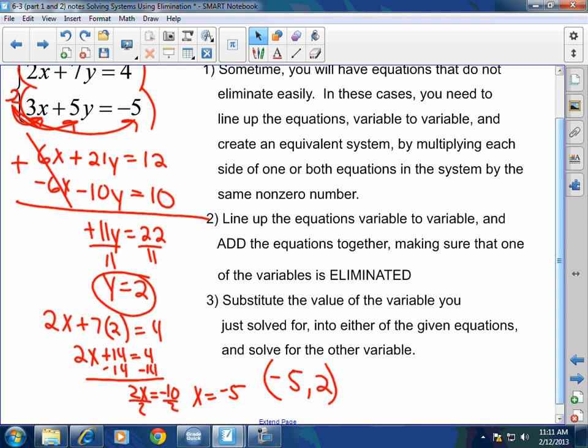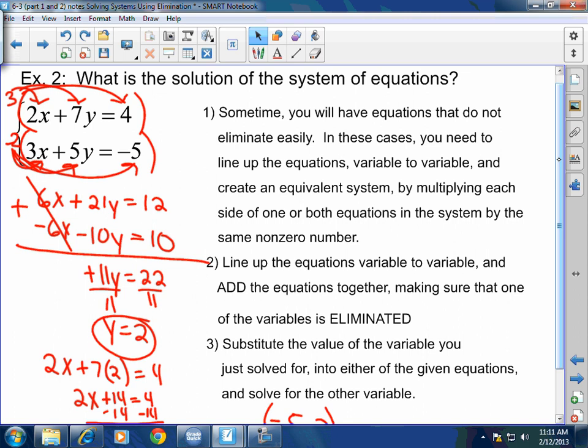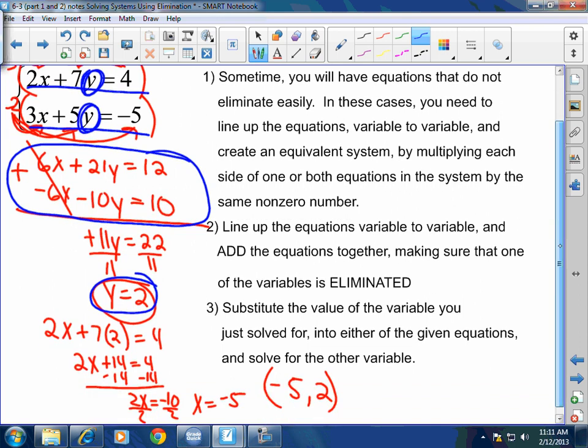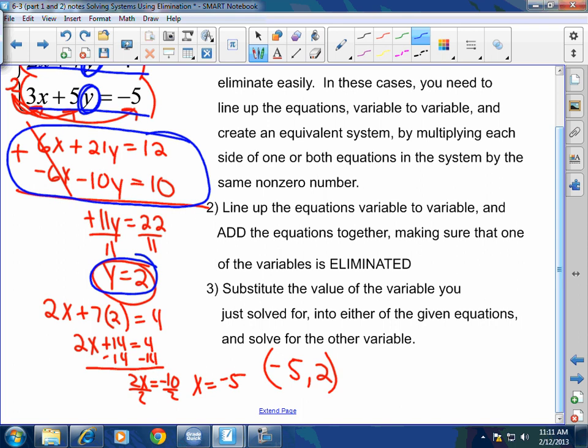When you know how you multiplied everything? Yes? No, I didn't. Okay. Oh, I see what he's saying. What he's saying is when you're checking, Mr. Morrow, you went back to the original problem. Yes, I did. This part is what you have to convert to solve the first variable. But once you have the variable y equals 2, you have to plug it back into the original equation. If you hear, it says substitute the value of the variable you just solved for into either of the given equations and solve for the other variable. Does that make sense?